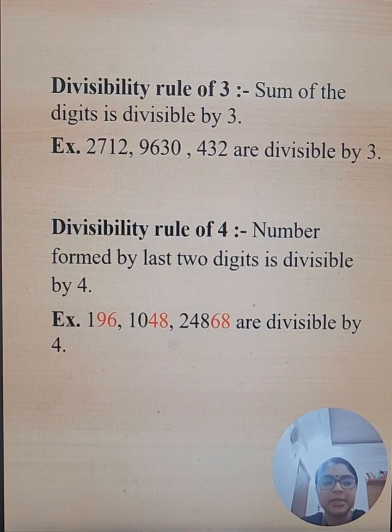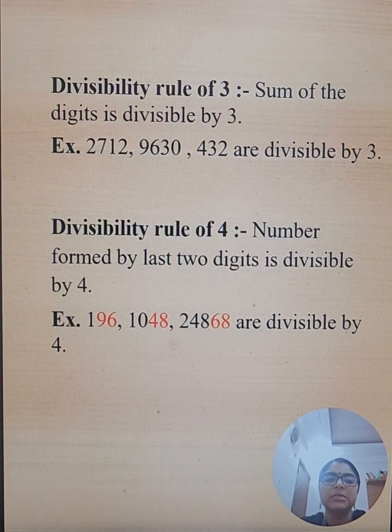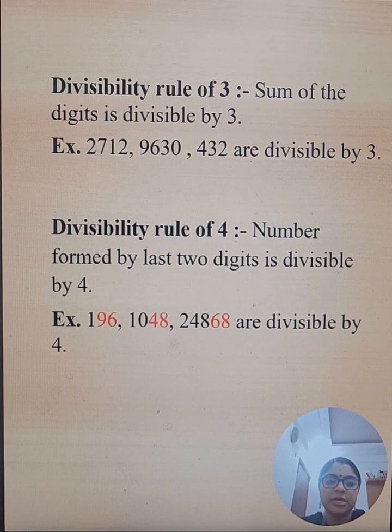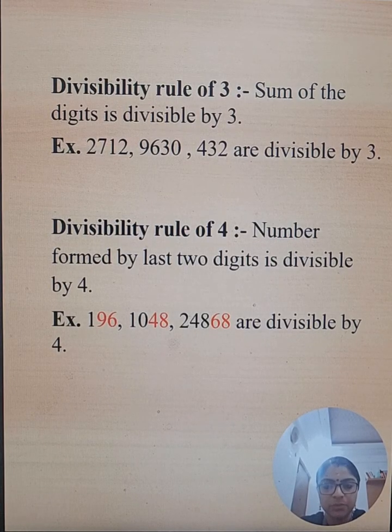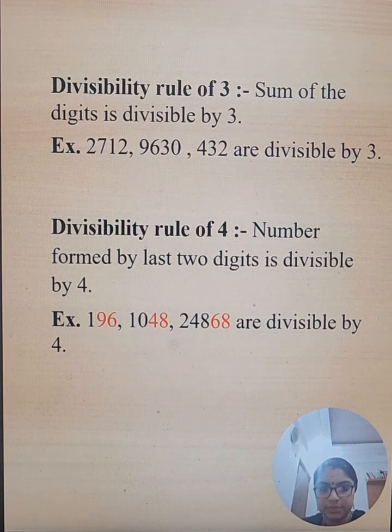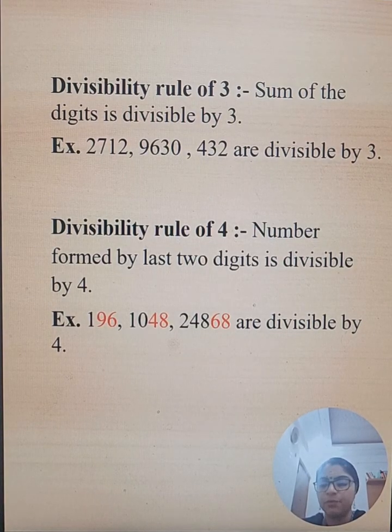For example, I am taking the first example, 196. The last two digits are 96. We can check 96 is a multiple of 4, or it is divisible by 4. Then the whole number 196 is divisible by 4. Likewise, there are so many rules for checking whether a particular number is divisible by a given digit. So we have seen the divisibility rule for 3, for 2 and for 4.